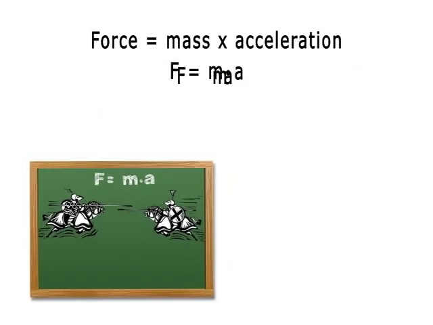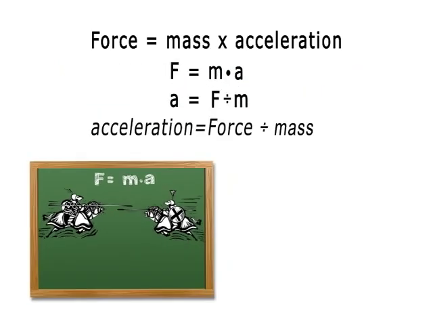It's often turned around so it reads acceleration equals force divided by mass. As you can see in the formula, a equals F divided by m, the mass gets divided into the force. The mass is the thing that really limits the force, which in turn limits your acceleration.